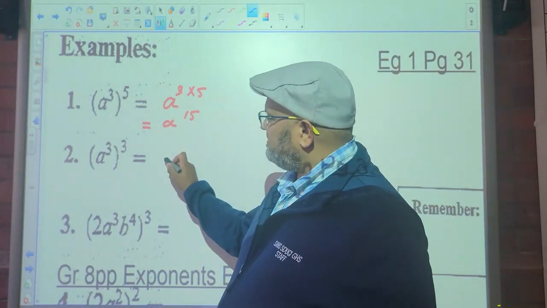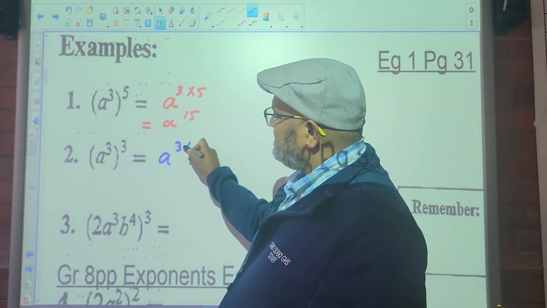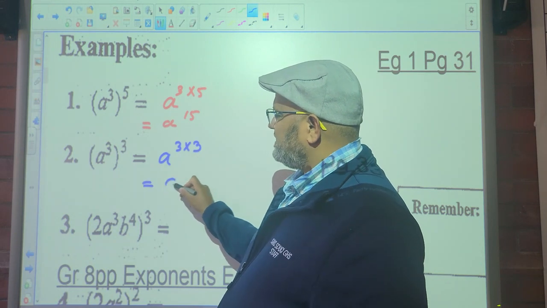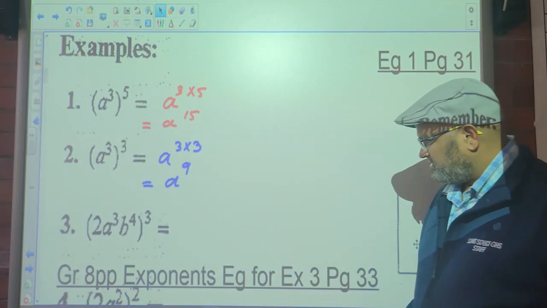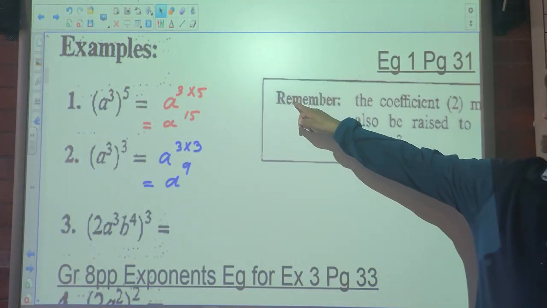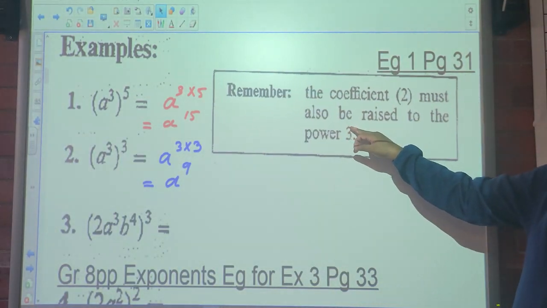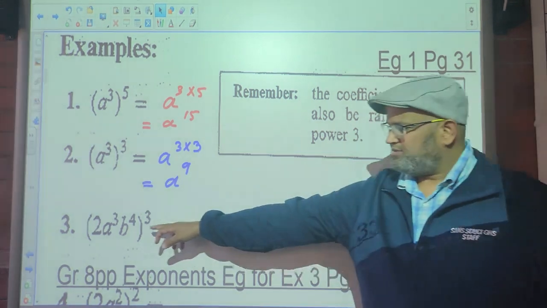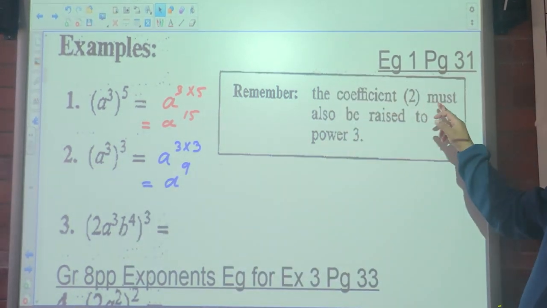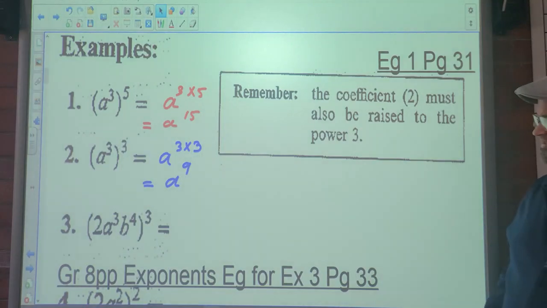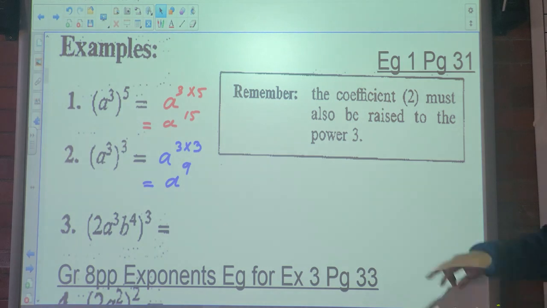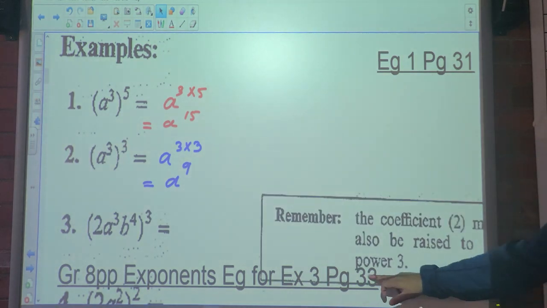Do this one, everyone: a to the exponent 3 times 3. So what's 3 times 3? Do the next one quickly, number 3. And remember, this comes into play here: the coefficient, the 2 here, must also be raised to the power 3. We'll make that note. This belongs next to the sum.